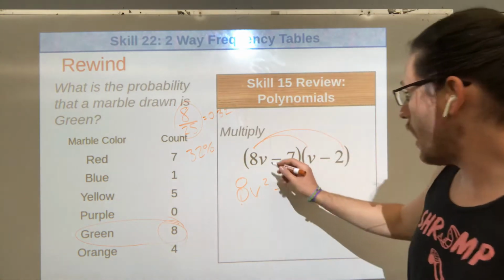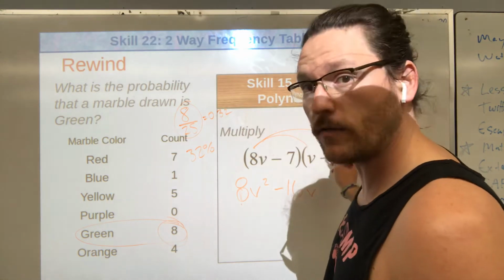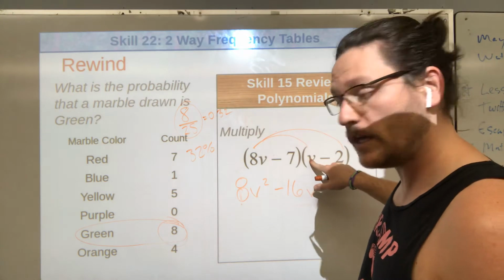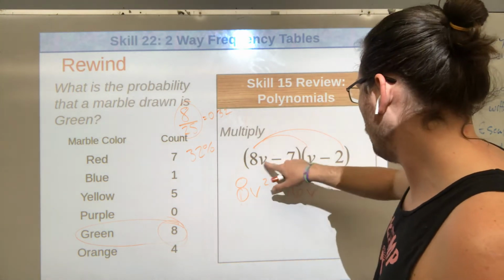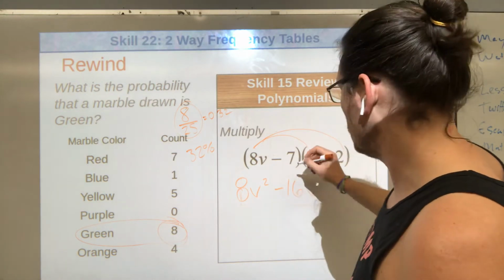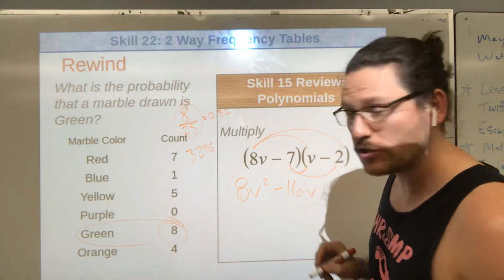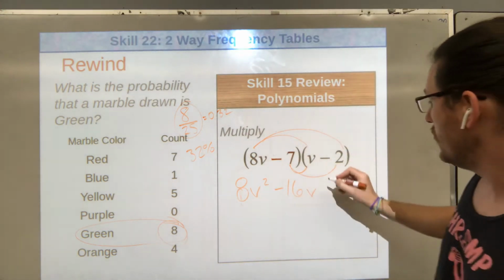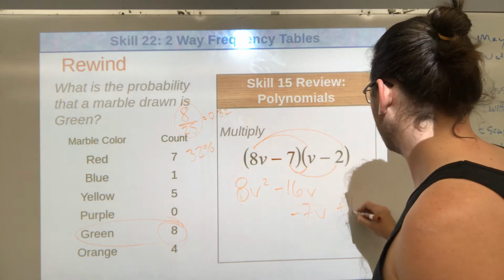Remember, when we multiply here, we basically just have to take the first thing and multiply it over, and then the last thing and multiply it over, right? So 8v times another v gives us 8v squared, right? And then 8v times -2 is -16v. We're halfway there, right? We need to double distribute, which means we also need to multiply our 7. And it's not just a 7, it is a -7, right? The negative goes with the 7, so that gives us another -7v and a positive 14, okay?